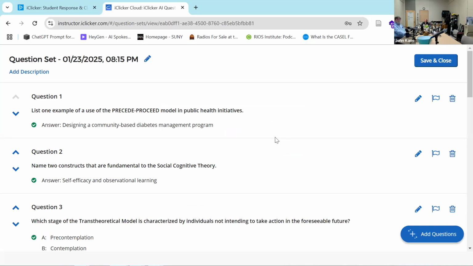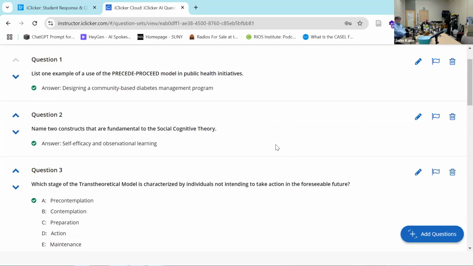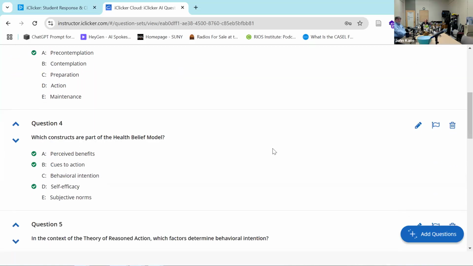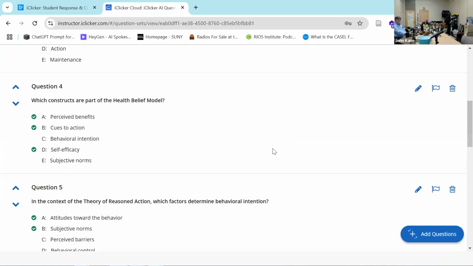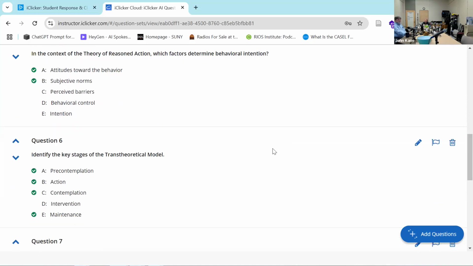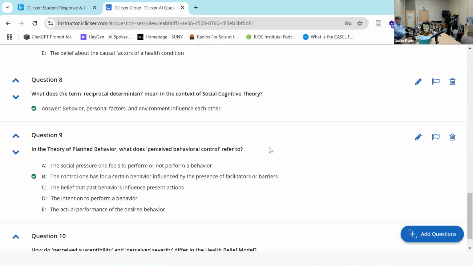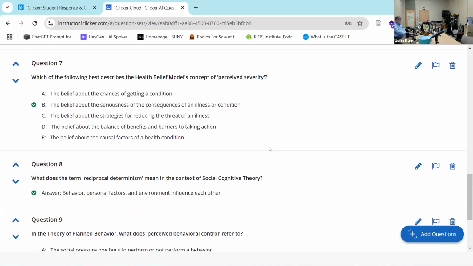These are really good. It's exactly what I was thinking too, because those are the core models that we discussed. Transtheoretical. Yeah, they look reasonable. Yeah, they're correct. I'd choose the reasoned action. Yep. So it's trained on a large database in a lot of disciplines. Wow, that's really cool.